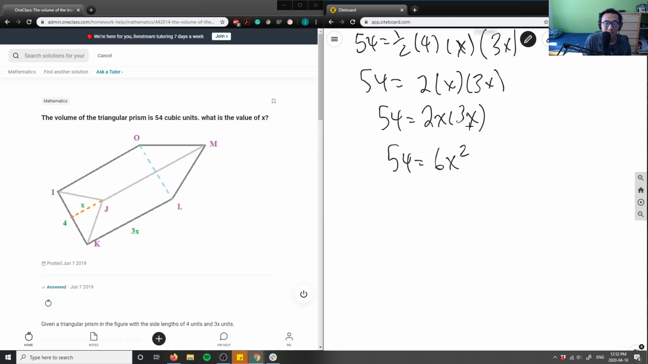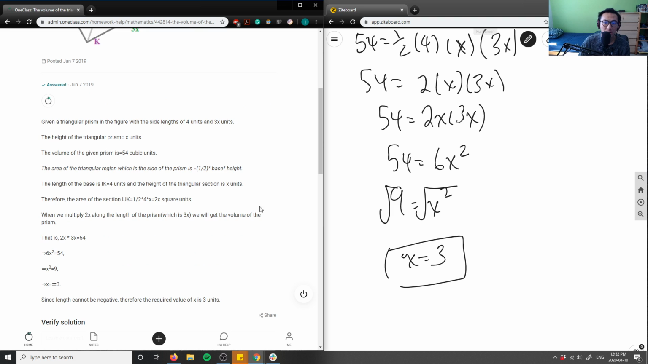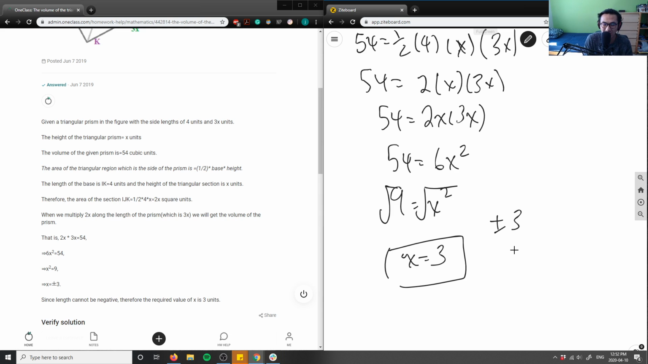I can divide both sides by 6. So 54 divided by 6 is 9 equals x squared. Square root both sides, I'm going to get x equals 3. So in this case, the value here is 3. Whenever I square root something, it could be plus or minus 3. But in this case, I can't have a negative length. That makes no sense, so my answer is actually positive 3. This would be positive 3 units.